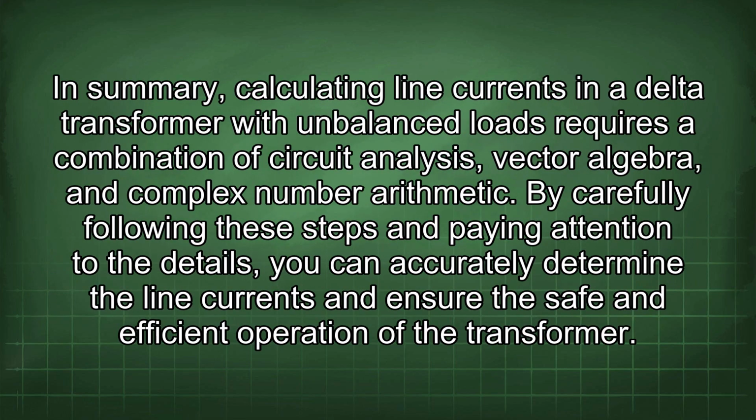In summary, calculating line currents in a delta transformer with unbalanced loads requires a combination of circuit analysis, vector algebra, and complex number arithmetic. By carefully following these steps and paying attention to the details, you can accurately determine the line currents and ensure the safe and efficient operation of the transformer.